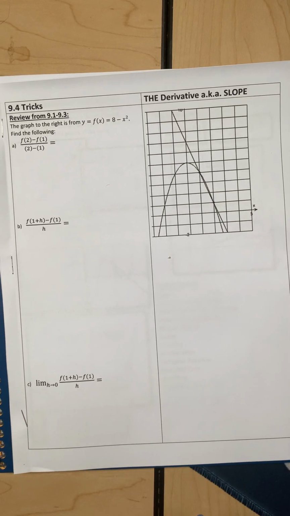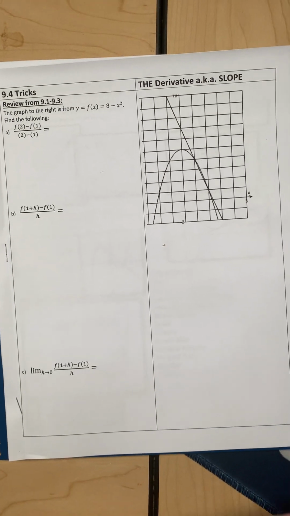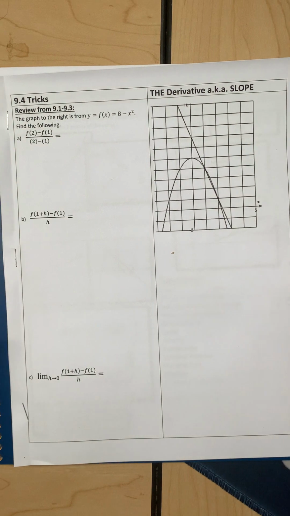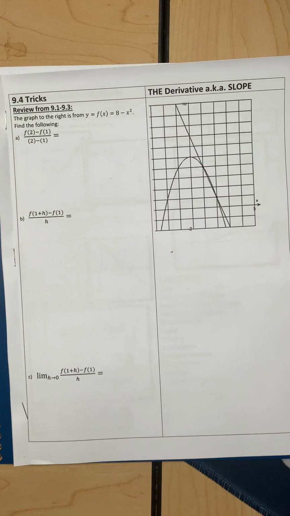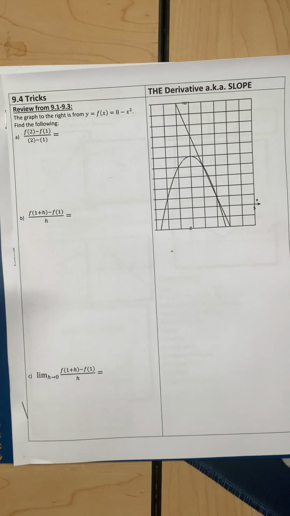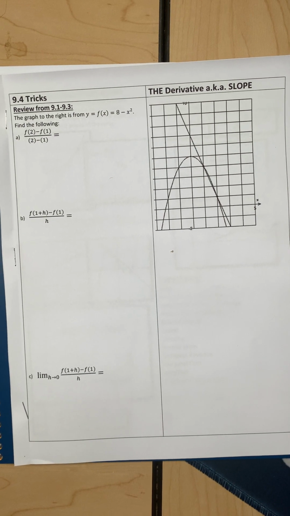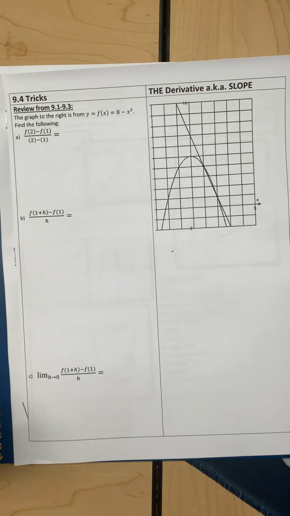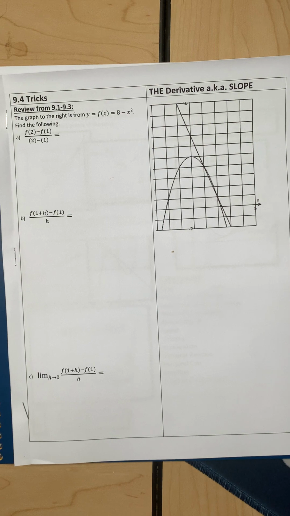Hey guys, so this is about 9.4, and 9.4 has a lot of different equations that mean the same thing. And in 9.4, we talk about something called the derivative, or another phrase for that is just slope from college algebra. So the limit is all about the y value, the derivative is all about the slope. And technically, we've already been finding the slope.